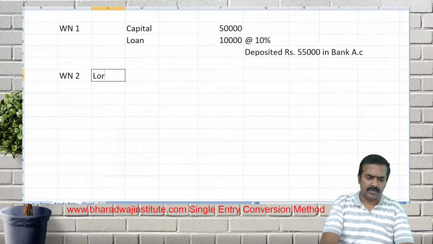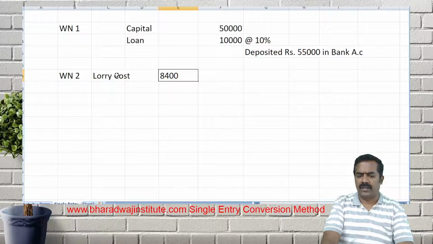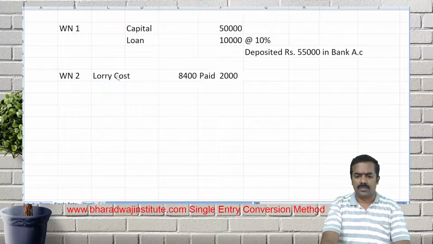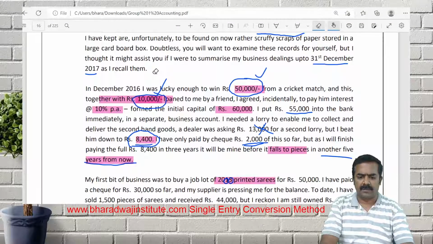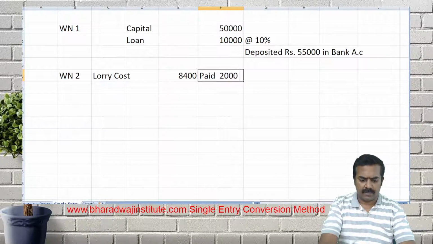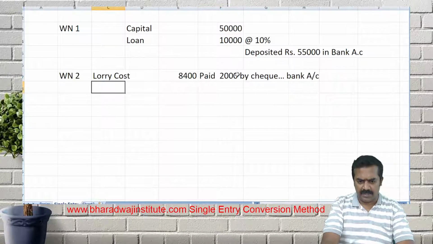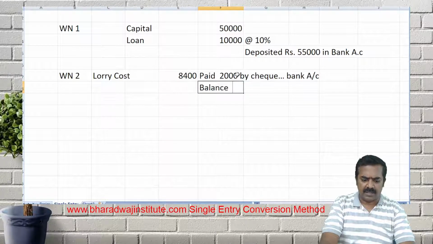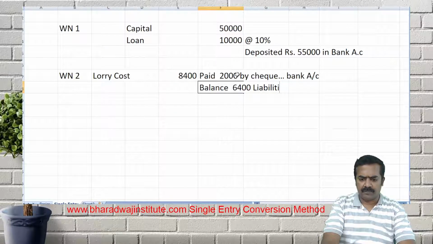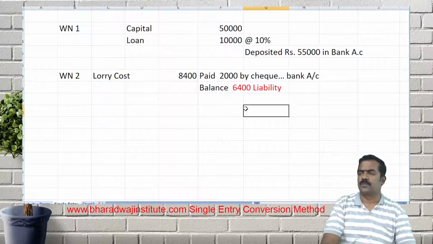Working note 2. Lorry order cost how much? 8,400. How much have they paid of that? 2,000. Did they pay by cheque or cash? Paid by cheque. How much is paid by cheque? 2,000. This will come in bank account. Please note all these things along with me. Balance how much is not paid? 6,400 will appear as which one? Liability. Creditor for lorry, 6,400 on the liability side.